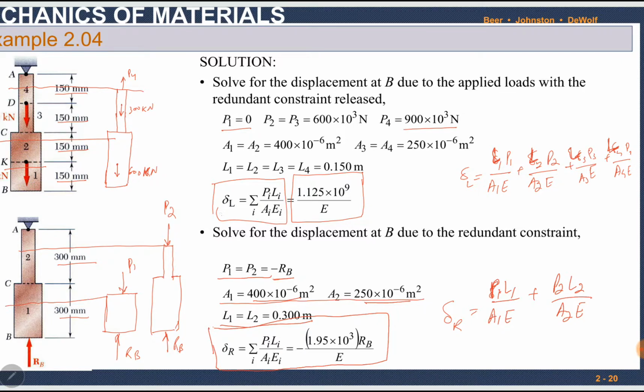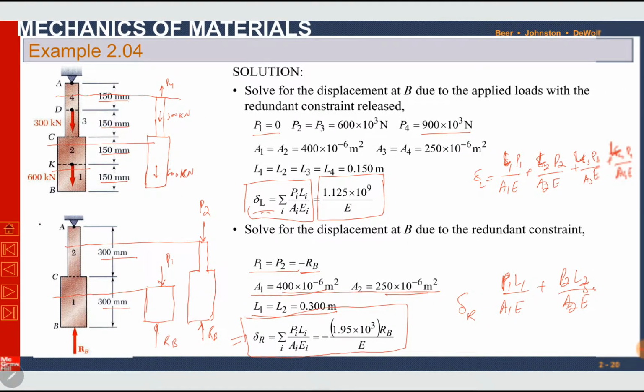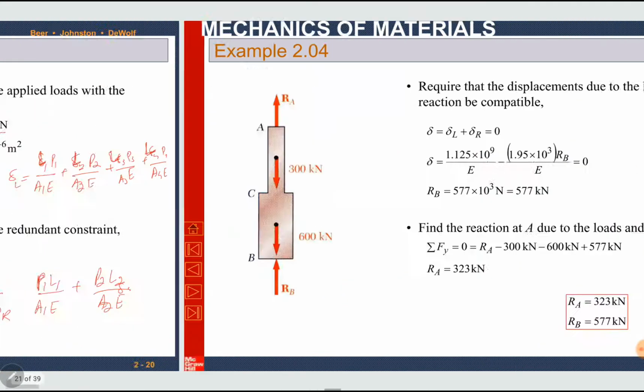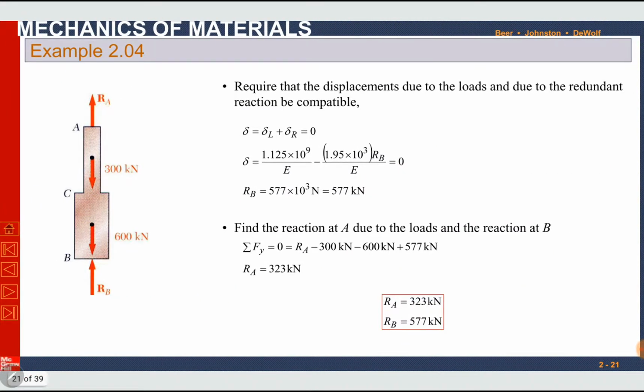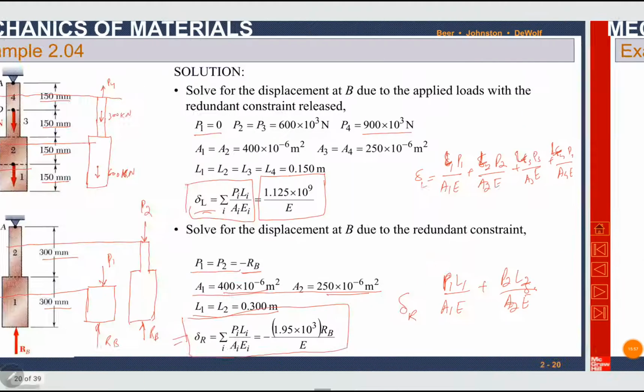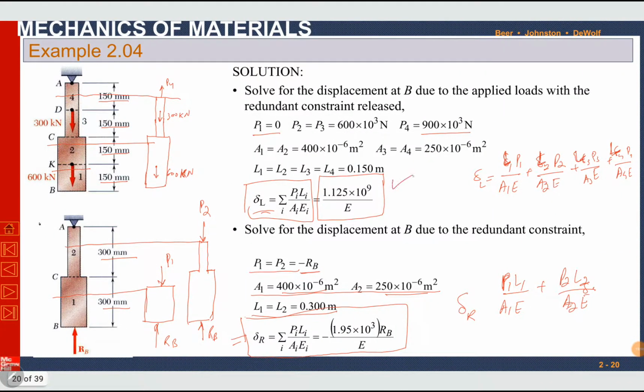Now we know delta L and delta R. Their sum will be 0. It is already established because in the given problem it has been stated that this rod AB is a close fit between point A and B. So the net deformation is 0. Sum of delta L and delta R is 0. When we put the expressions for delta L and delta R, delta R is negative.